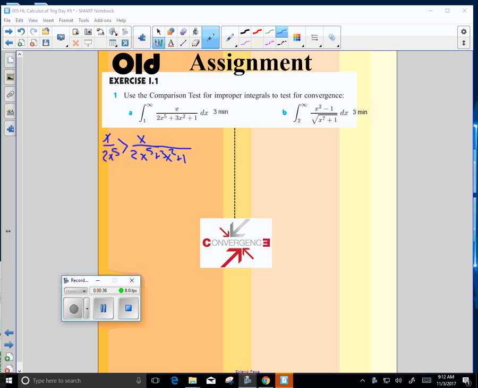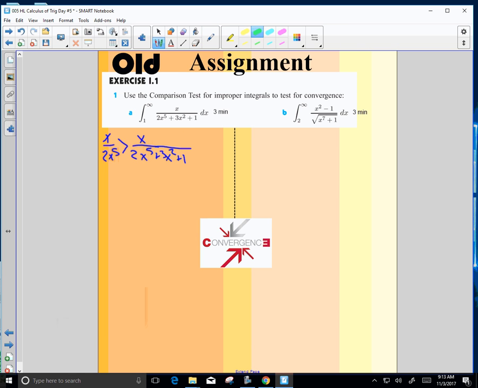The left, because when you add this extra junk in the denominator and x is greater than 0, won't this just make this smaller? Okay. So this simplifies to 1 over 2x to the fourth. And that's going to be greater than x over 2x to the fifth plus 3x squared plus 1.